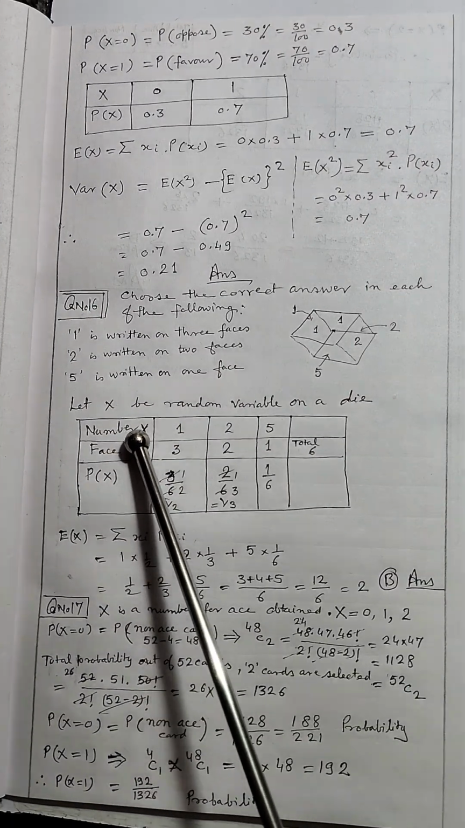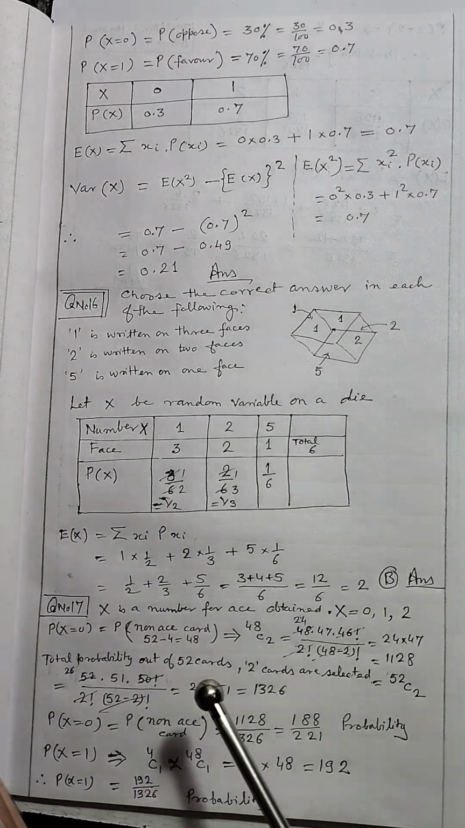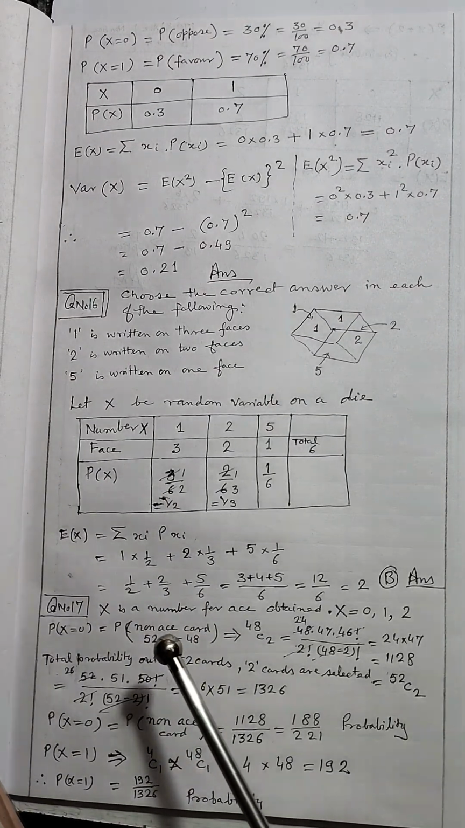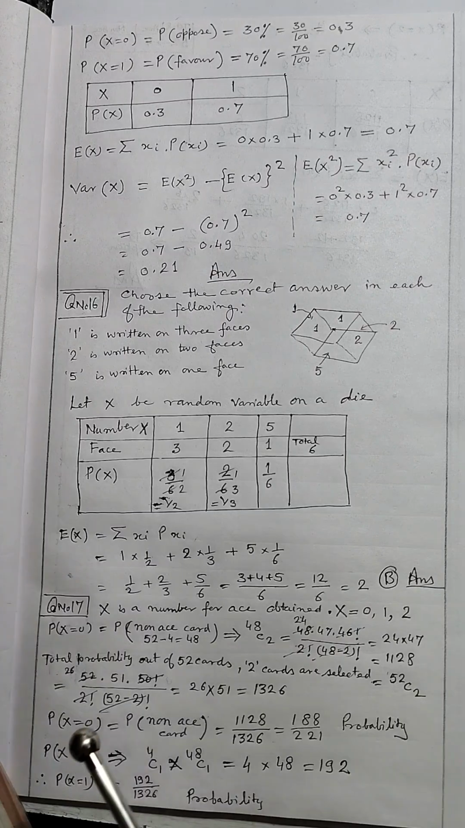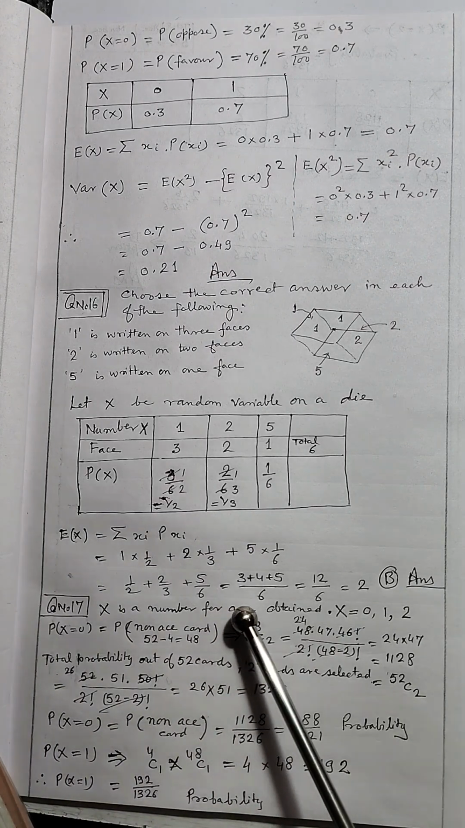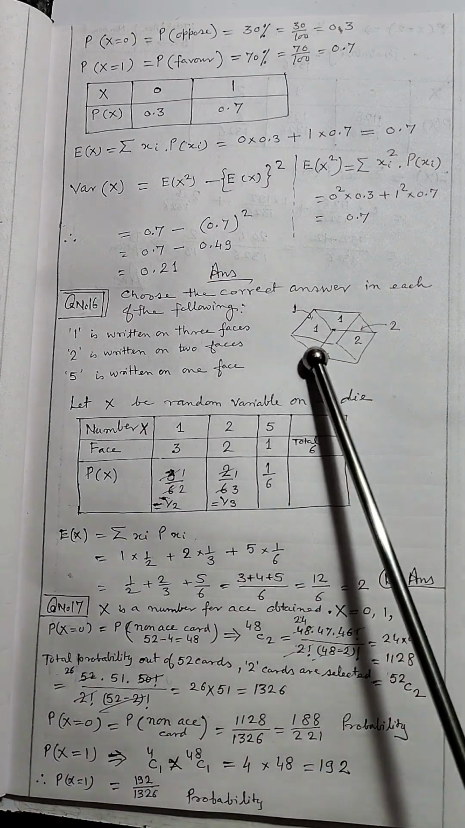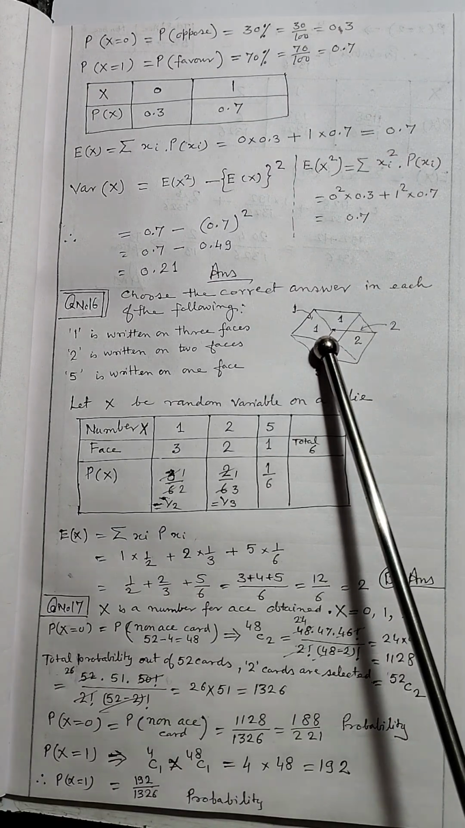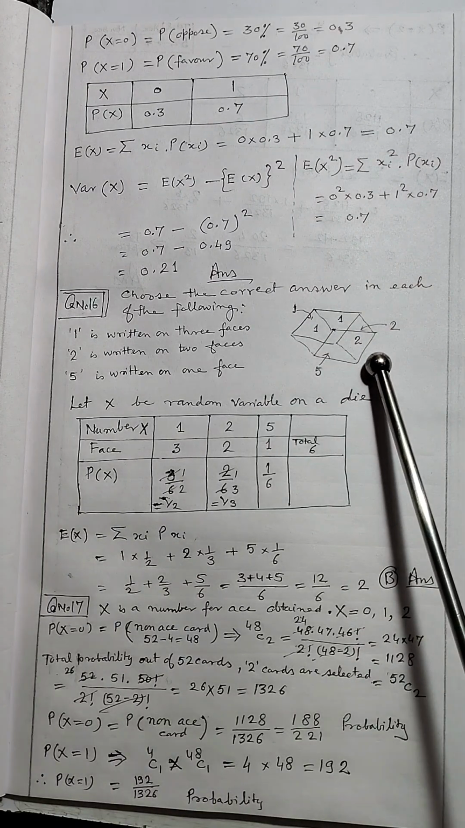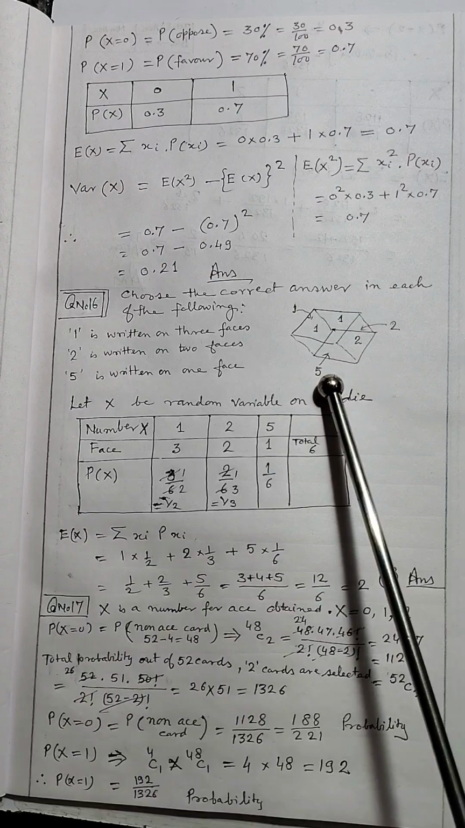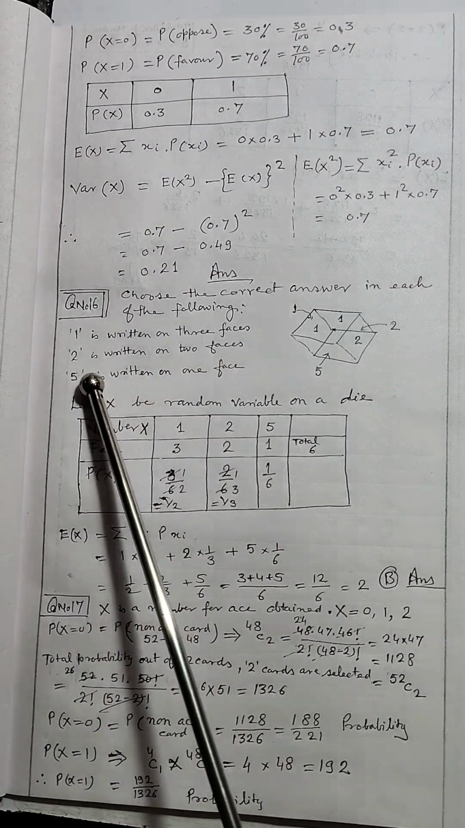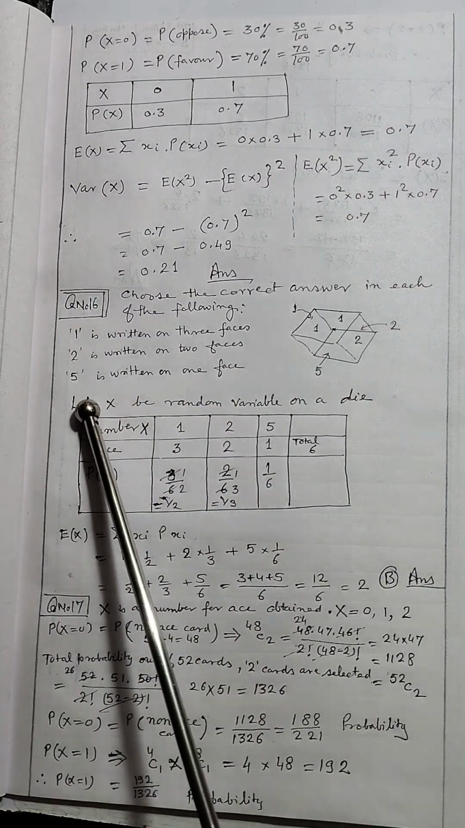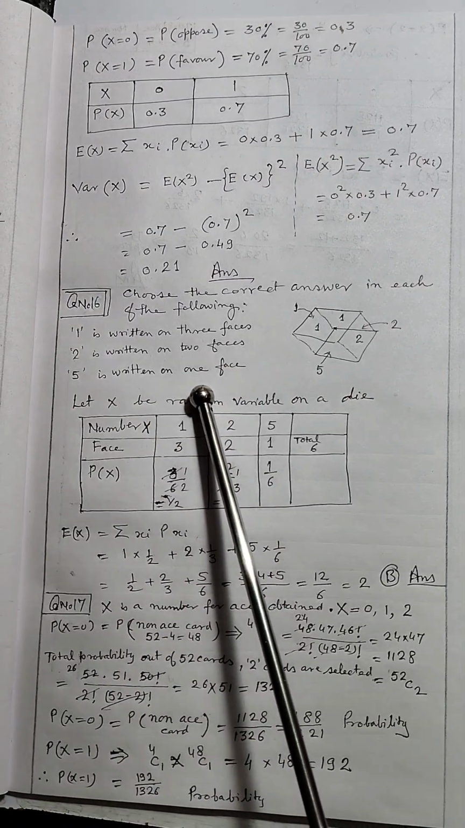The first question is number 16. The mean of the number obtained on throwing a die having written 1 on 3 faces, 2 on 2 faces, and 5 on 1 face. You see, there is one die: on 3 faces, 1 has been written, on 2 faces, 2 has been written, and on 1 face, 5 is written.